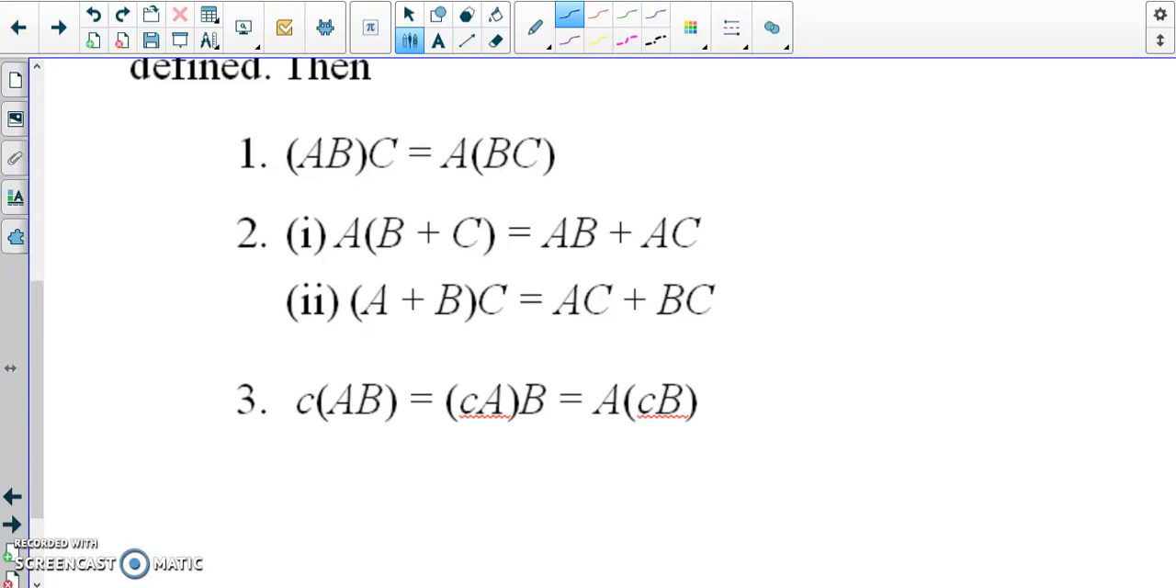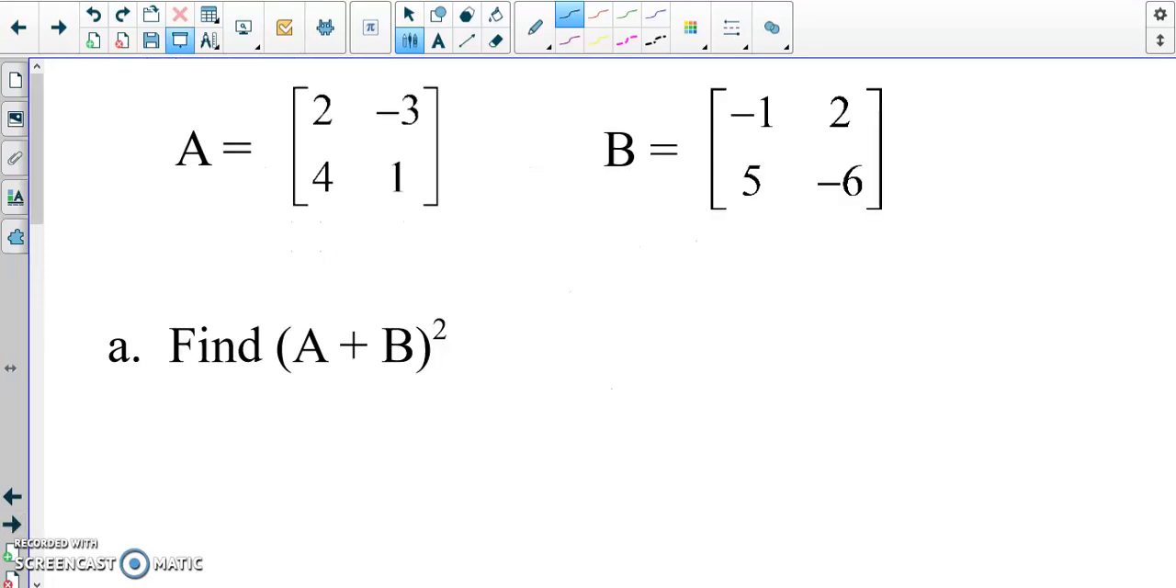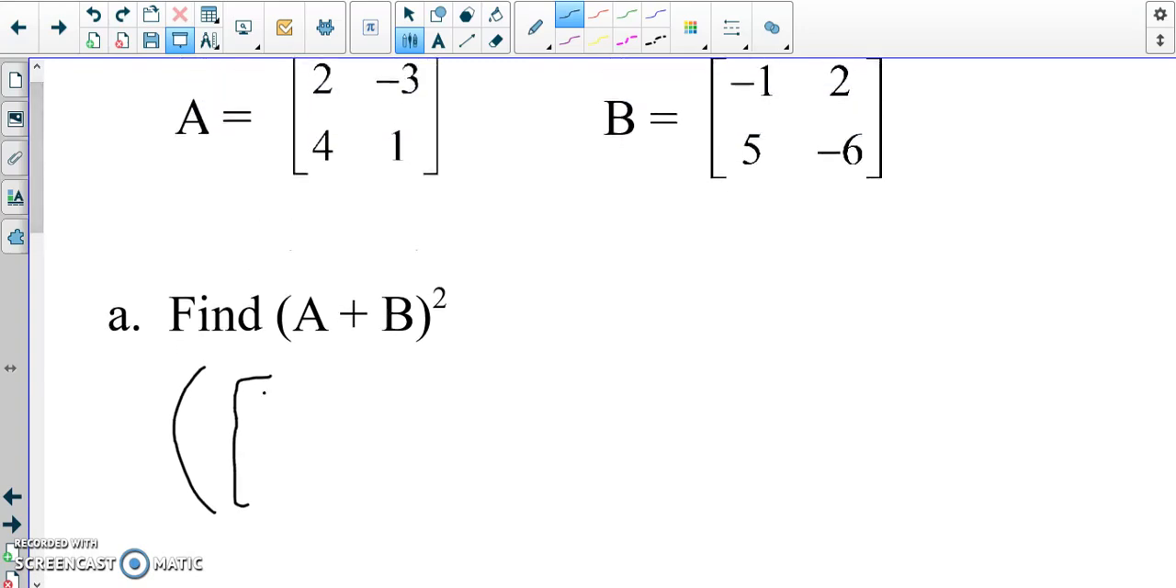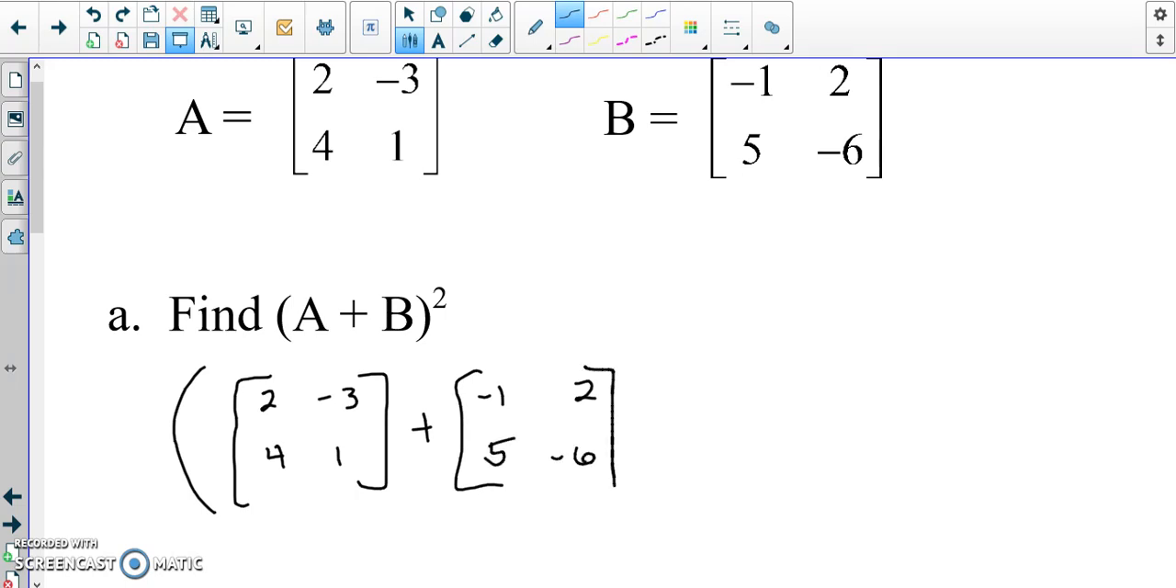Okay, flip your guide and notes over. We'll finish up here. Given A and B, you see those at the top. First thing we want to do is find the quantity A plus B squared. We still have to follow order of operations, which means I have to do A plus B first and then square it. So 2, -3, 4, 1, that is A, plus B, which is -1, 2, 5, -6.